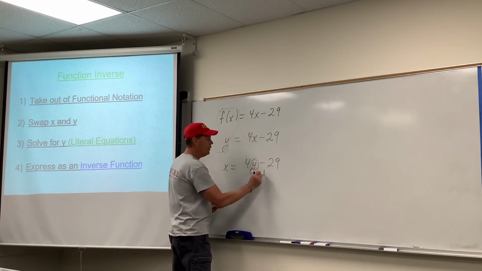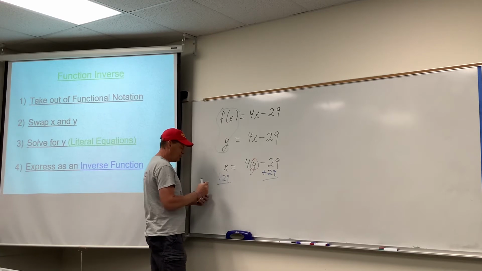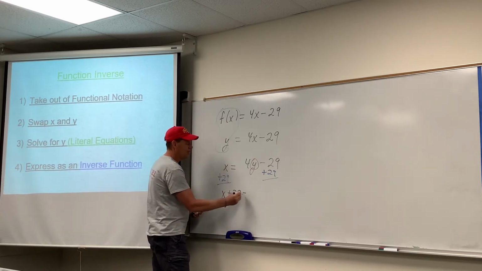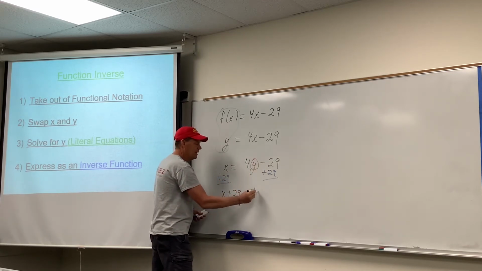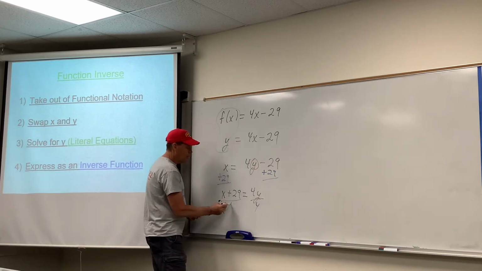All we need to do is move things away. So for example, add the 29 to the other side. By the way, these are called inverse operations. We're using inverse operations, addition and subtraction, to get an inverse function. I find this to be a pretty easy question, I hope.